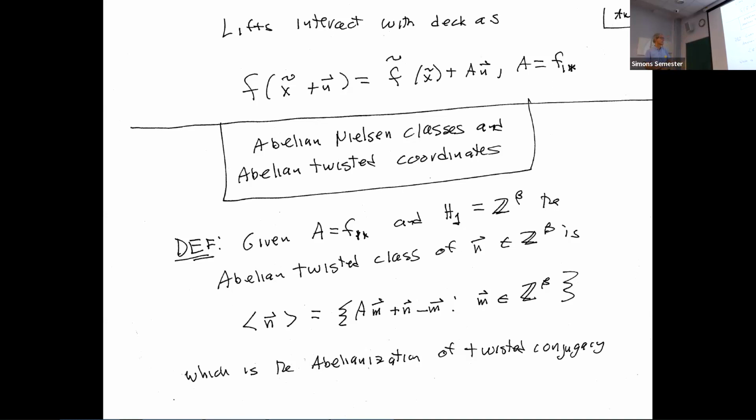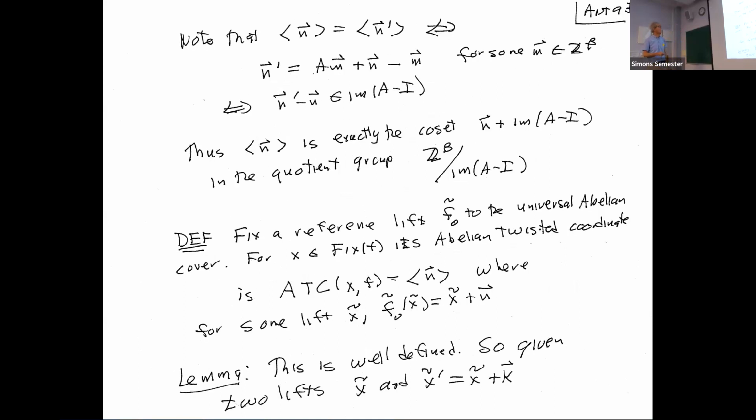All right, so what's the coordinate we're going to use? All right, so first we need an equivalence relation on Z beta, and these equivalence classes will be our coordinates for abelian Nielsen classes. All right, so what they are is the twisted class, as it's called, of a vector n: we look at all possible other vectors and we do Am minus m plus n. All right, so I didn't talk about twisted conjugacy for pi1, but this is the abelianization. So the thing you notice immediately is that two classes are the same if and only if this formula holds, which is to say their difference is in the image of A minus I. All right, so this equivalence relation turns out to be exactly the coset in this quotient group.